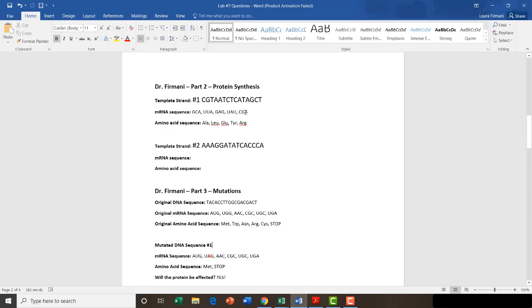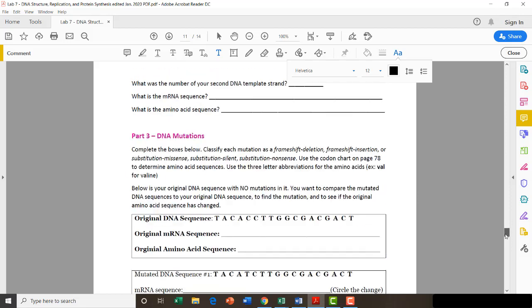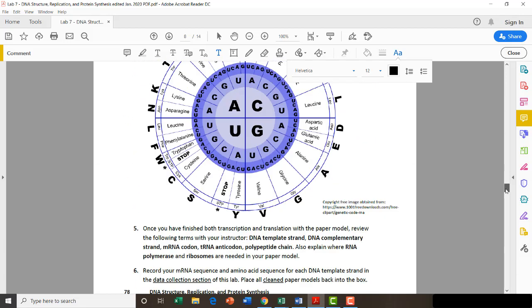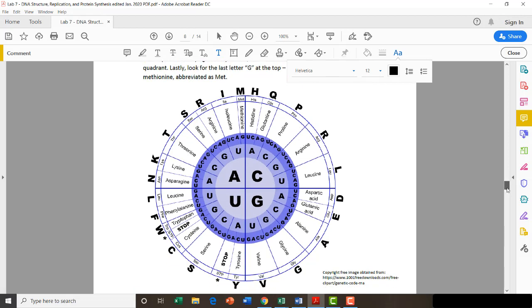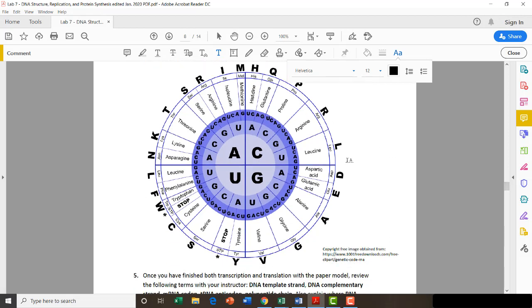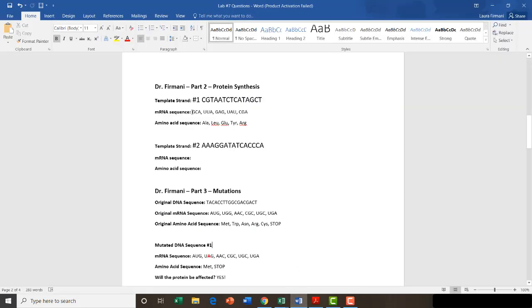Now, how do we read this mRNA to make the amino acids? That has to do with something called the genetic code. So let's go to your lab manual, and on page 78 is this genetic code. You do not have to memorize it. It will be there for you to always go back to and use, but you have to know how to use the genetic code. You always start from the middle and work your way out. So let's go back to our document real quick.